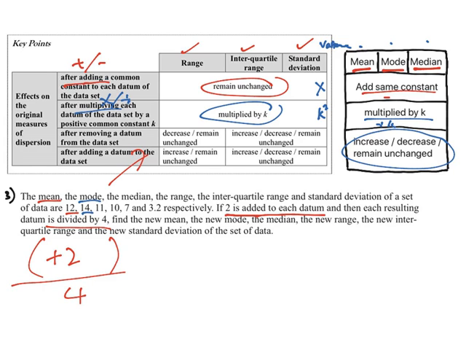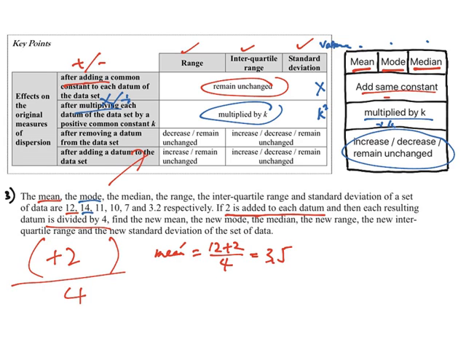So for the mean, the new mean, we use a dash to represent new. The new mean, because we add 2, that means plus 2, and then divide by 4. So 12 plus 2 divided by 4. So we can get 3.5.